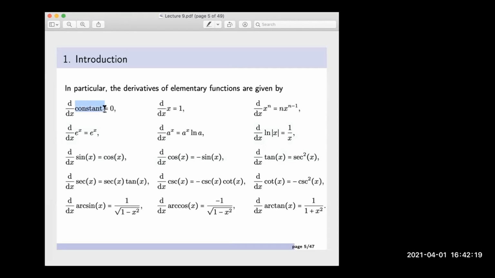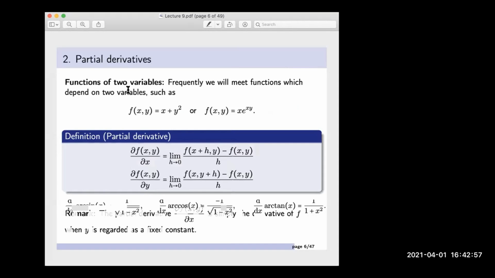For functions of a single variable, you have learned a lot of such formulas. For example, the derivative of a constant is 0 because a constant never changes. If it never changes, the rate of change is 0. The derivative of x is 1. The derivative of a polynomial is a polynomial. You need to remember all of these formulas. The derivative of the exponential function is itself, and the derivative of the sine function is the cosine function, and so on. These belong to calculus for functions of a single variable.